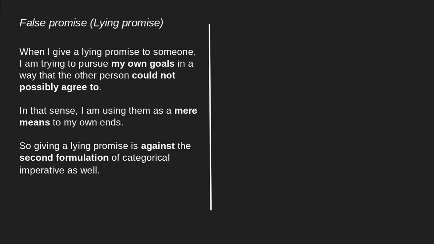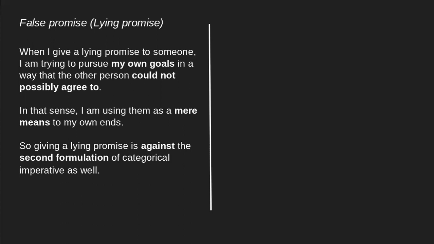So my friend cannot possibly agree to these conditions, and that's why I'm hiding these conditions, actually. So in that sense, I'm using my friend as a mere means to my own ends. I'm treating my friend as if he or she was just a tool, just a vending machine like in the previous example. I'm not treating my friend as the respectable human being that he or she is. So giving a lying promise is against the second formulation of the categorical imperative as well.